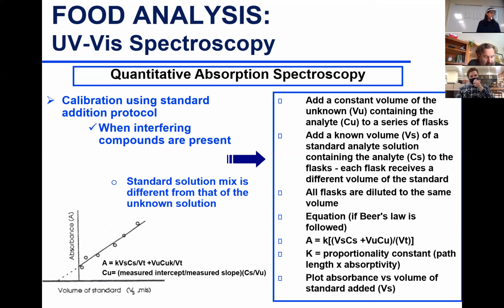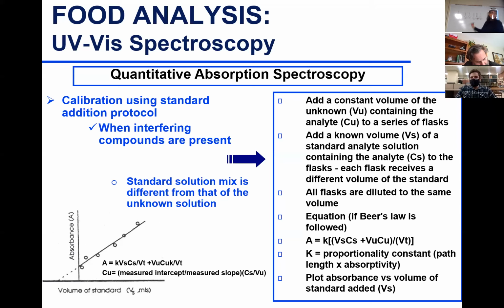And I'm going to take from my standard stock solution different volumes in each flask. Let's say I'm preparing 100 ml solution. I will put 5 milliliters here, 10, 15, 20, 25 milliliters of my standard stock solution. That means I have different concentrations of my standard in each of these flasks. So volume of S1, volume S2, volume S3, volume S4, volume S5. So different volumes in all of these flasks.